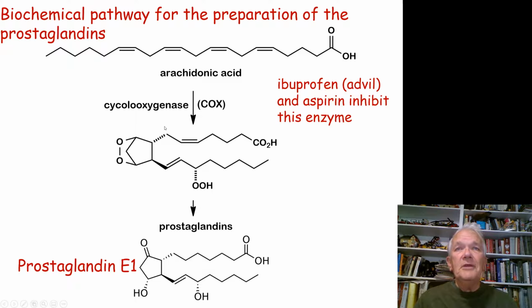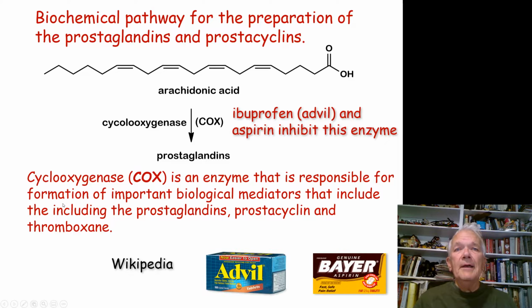And what you're doing is inhibiting this process right here. And you make this precursor, which has these peroxide structures. And then this precursor is converted by other enzymes into the prostaglandins. And here's one particular one. This is prostaglandin E1. So how does this work?